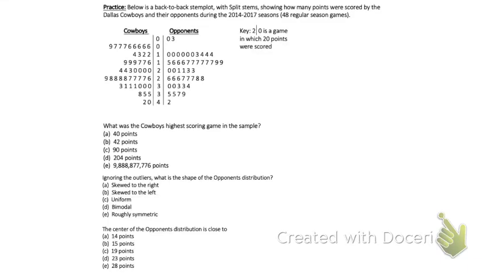Below is a back-to-back stem plot with split stems showing how many points were scored by the world-renowned Dallas Cowboys and their opponents during the 2014 to 2017 season. So that was 48 regular season games. The Cowboys are on the left. The opponents are on the right. We do have a key, which is extremely important when you have a stem plot. So 2|0 is 20 points scored during the game.